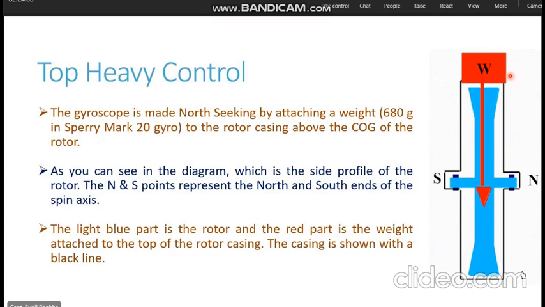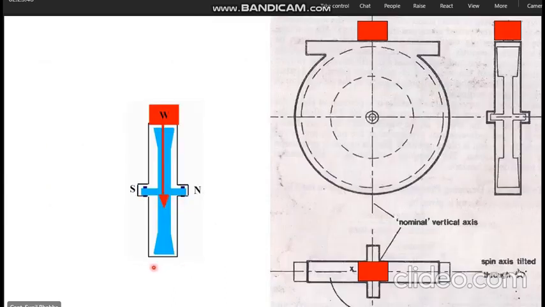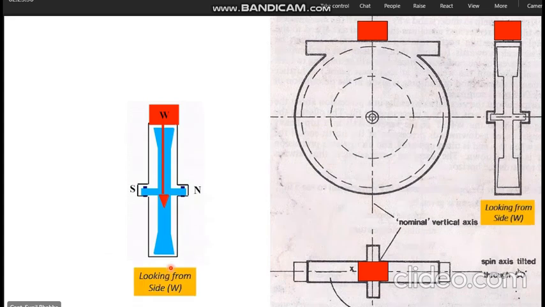This weight is fitted exactly on top of the rotor casing, and it is exactly on top of the center of gravity of the spin axis and rotor system. The top heavy weight in this orientation is seen looking from the side. Now in this case we are looking from the side at the rotor casing. We see the top heavy weight, the red color weight, on top. And this is exactly what you see on the right side of the diagram. In this particular orientation, you are looking from the side of the rotor and the casing.